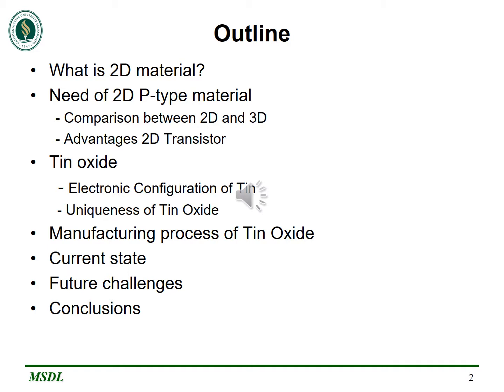What is its electronic configuration and what is the uniqueness of tin oxide? That is why it is chosen as the base for a p-type 2D semiconductor material. Then we will see the manufacturing process of tin oxide, how it is made, the current state and the future challenges, and we will end up with the conclusion.